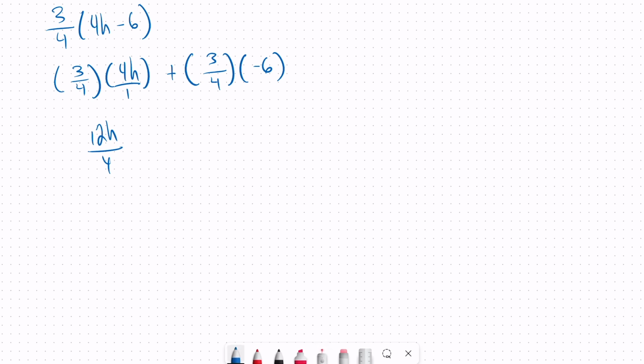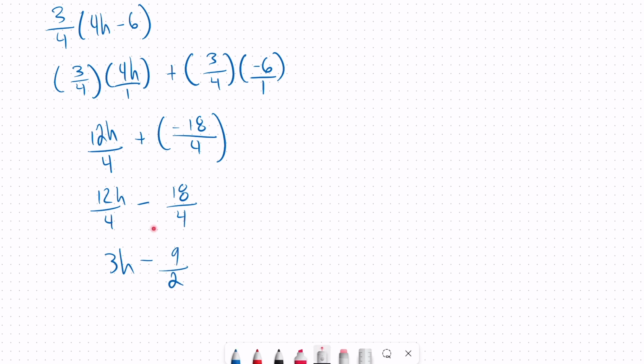Instead of -6, we're going to have -6 over 1. Now we can multiply across. 3 times -6 is going to be -18, and 4 times 1 is just 4. Again, we see a plus and a negative, which is a positive times a negative, which gives us a negative. So we have 12h over 4 minus 18 over 4. Now we can simplify. 12 divided by 4 is just going to be 3h, minus, and we simplify the fraction on the right to 9 over 2 for example number 1.